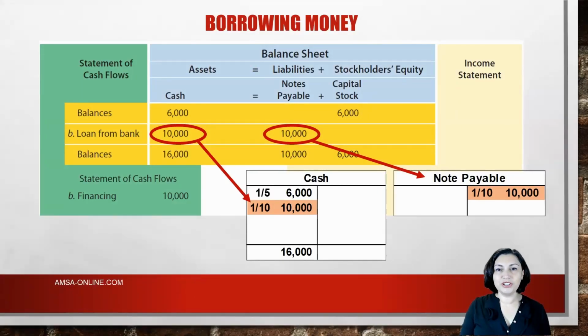The cash account will increase by 10,000. An increase in an asset account is shown with a debit. This amount is put on the debit or left side of the ledger account. The liability account, called notes payable, also increased. An increase is shown in a liability account with a credit. The 10,000 is put on the credit or right side of the ledger account. Note that debit is equal to credit.